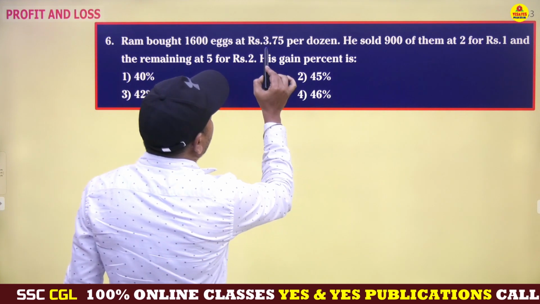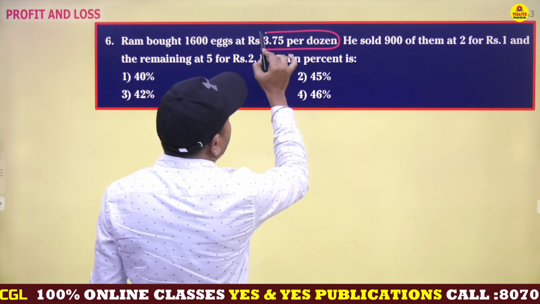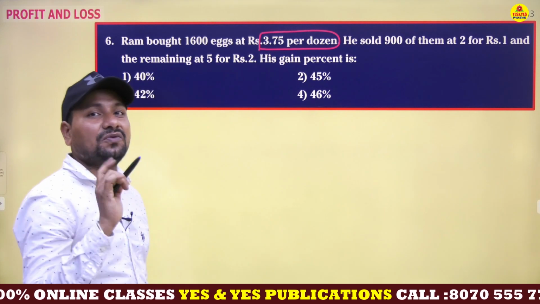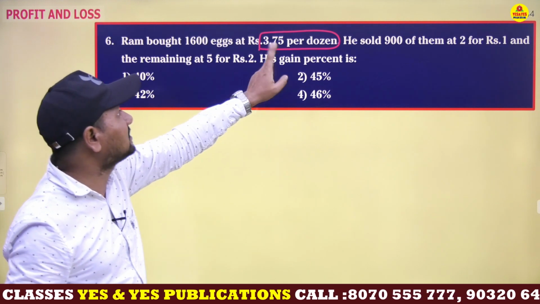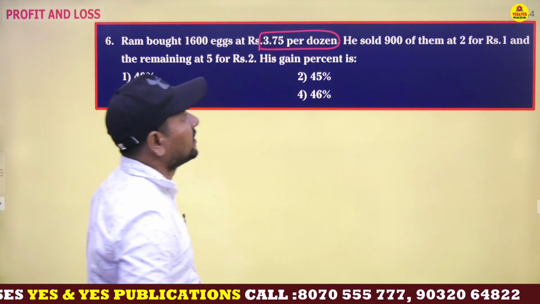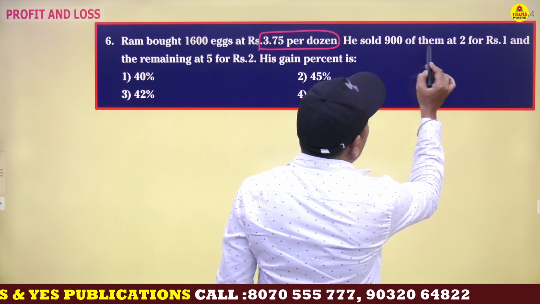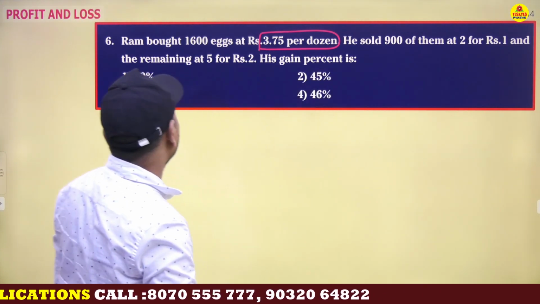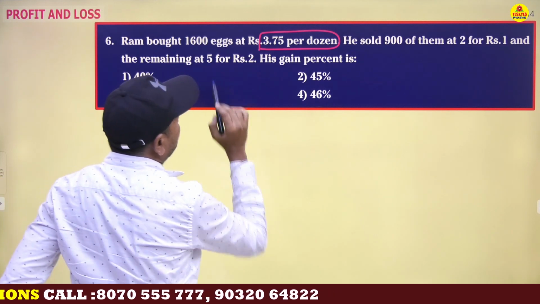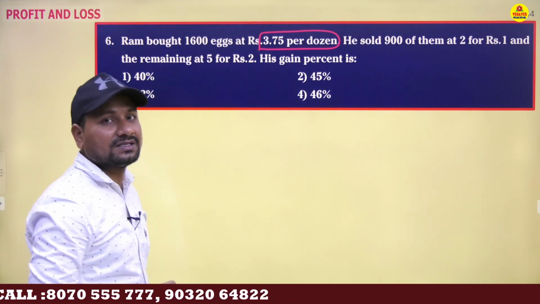How to check it? 3.75 rupees per dozen. Dozen means how many eggs? 12 eggs. Okay, 12 eggs for 3.75. It is a clear point. And here 900 of them at 2 for 1 rupee. 2 for 1 rupee means 1 egg is 50 paise. And the remaining is 5 for 2 rupees.